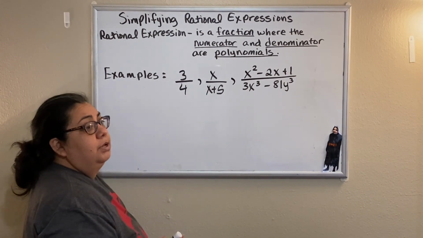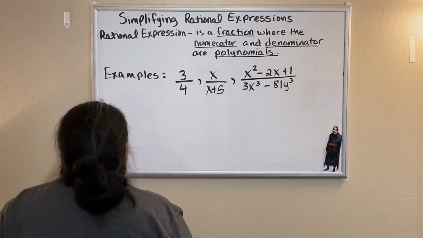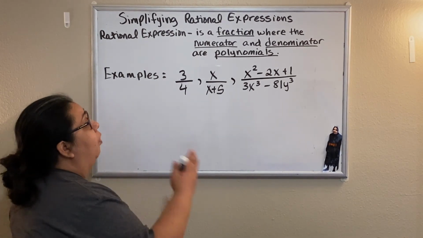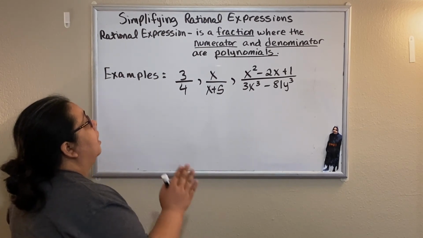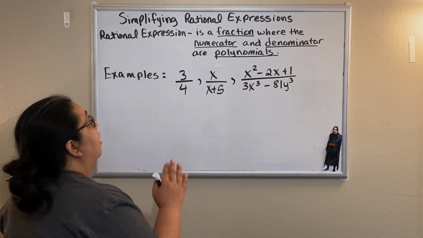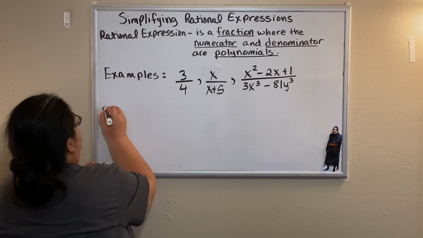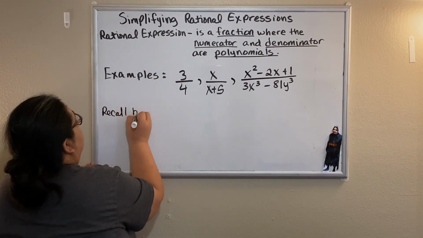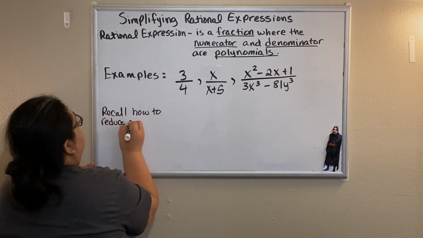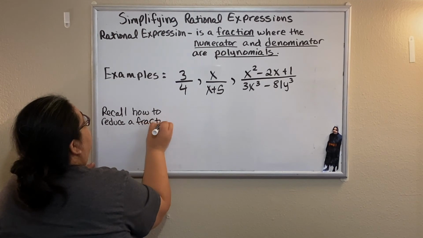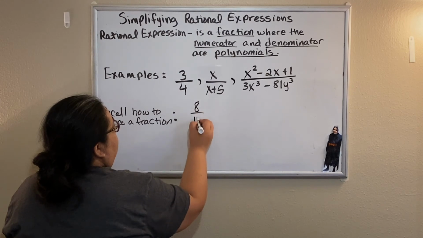So let me show you an example of how to reduce a fraction. Before we can talk about simplifying rational expressions, I need to show you how to reduce a fraction. So here's a quick example. So let's recall how to reduce a fraction. Okay, so let's say I have 8 over 12.